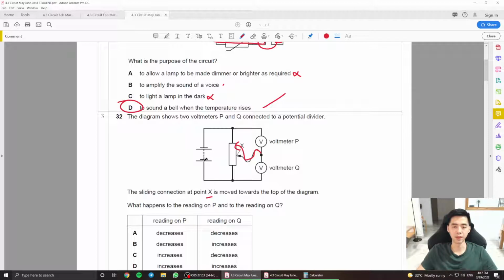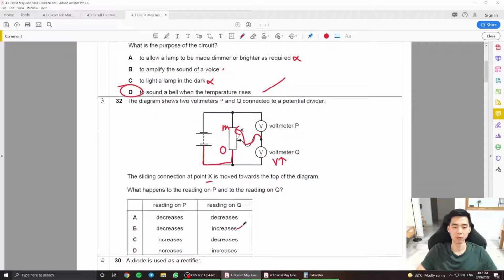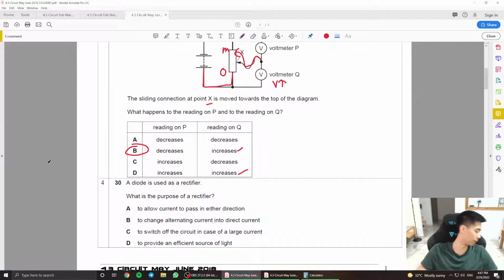If the positive side is here, it means starting from here, this is zero resistance, and going here, this is maximum resistance. So looking at Q itself, when it moves from the middle to X, the resistance maximizes, so obviously the voltage is supposed to increase. And since P is on the other side, and it gets a minimal amount of resistance, then obviously it's supposed to decrease. So B is the answer here, guys.